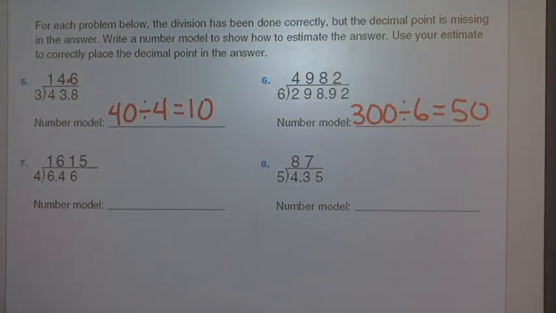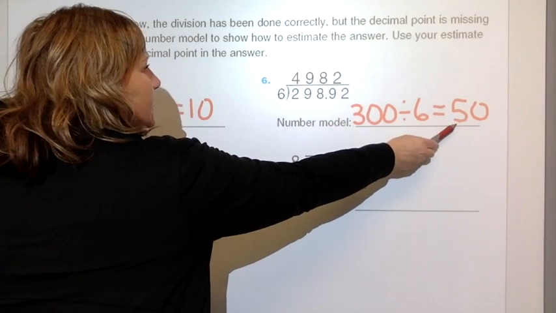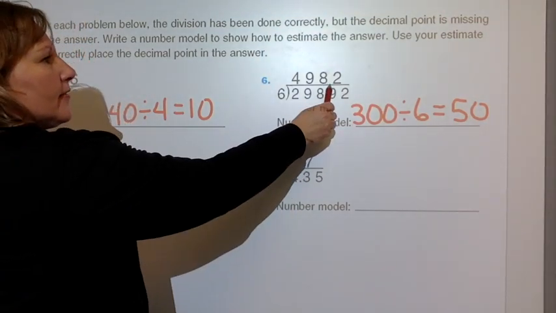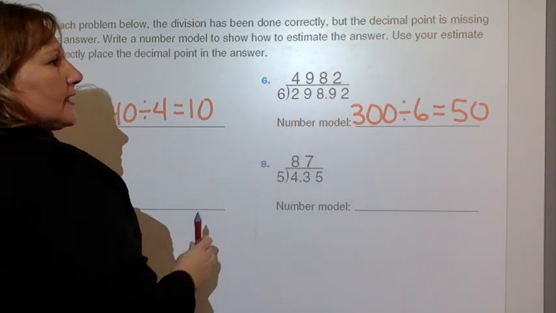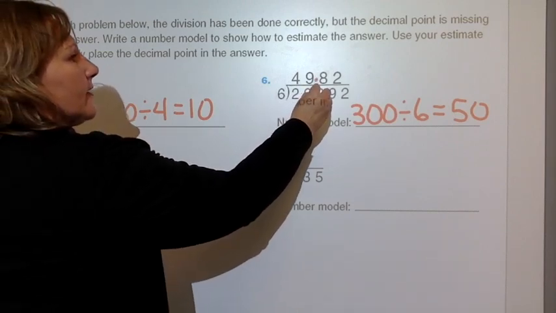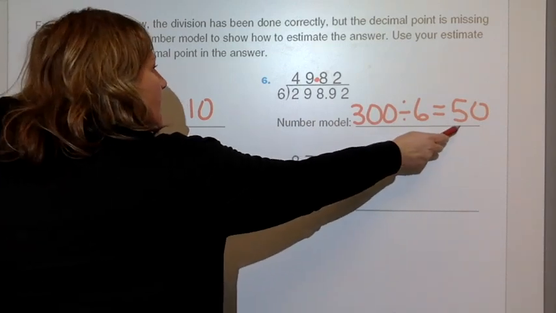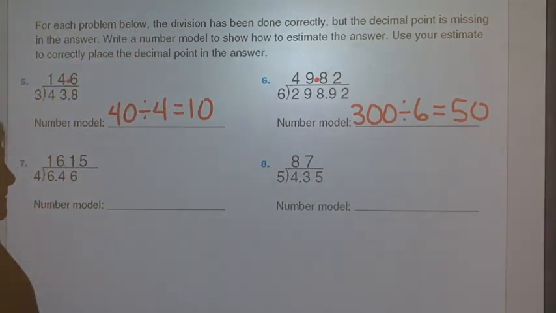So let's look at where we're going to put that decimal point in our quotient. If I did right here, that would be $4,982. That doesn't make sense. If I did it right here, that would be $498.20. That doesn't make sense. If I do it right here, that would be $49.82, which is darn close to our 50. Awesome.